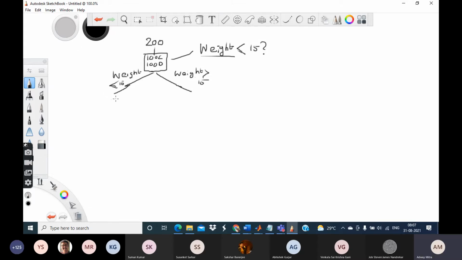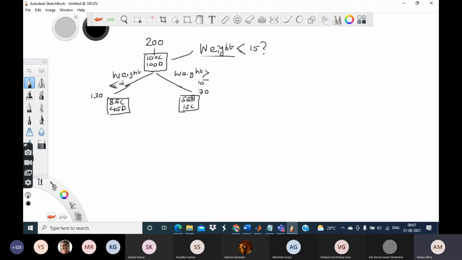Now what will happen as a result of this? As a result, the data set has been split. That is, out of these 200 examples, we see that 130 have come on this side and 70 have come on this side. Now, among these 130, we find that 85 are cats and 45 are dogs. Correct? On this side, 55 of them are dogs and 15 of them are cats.